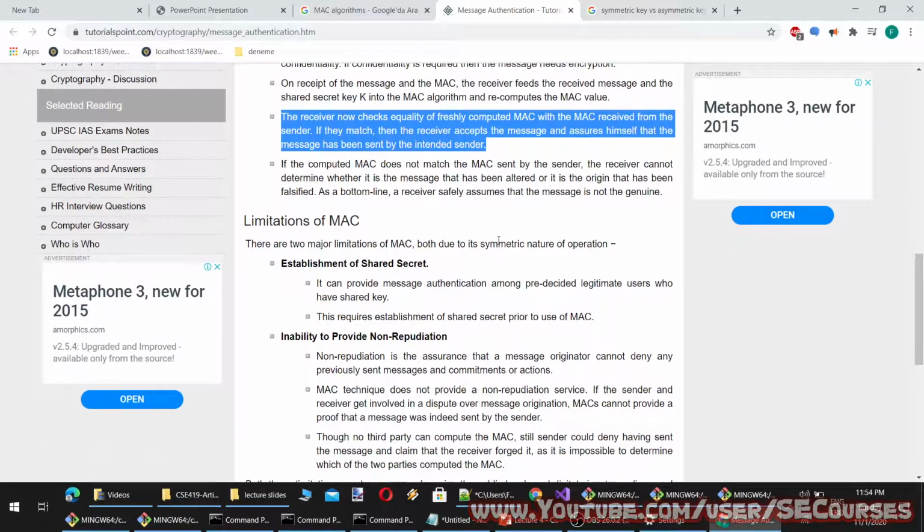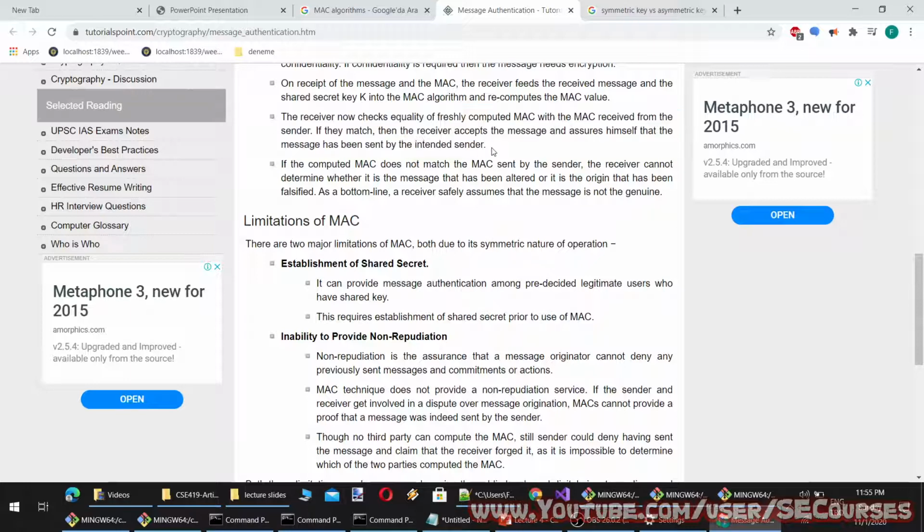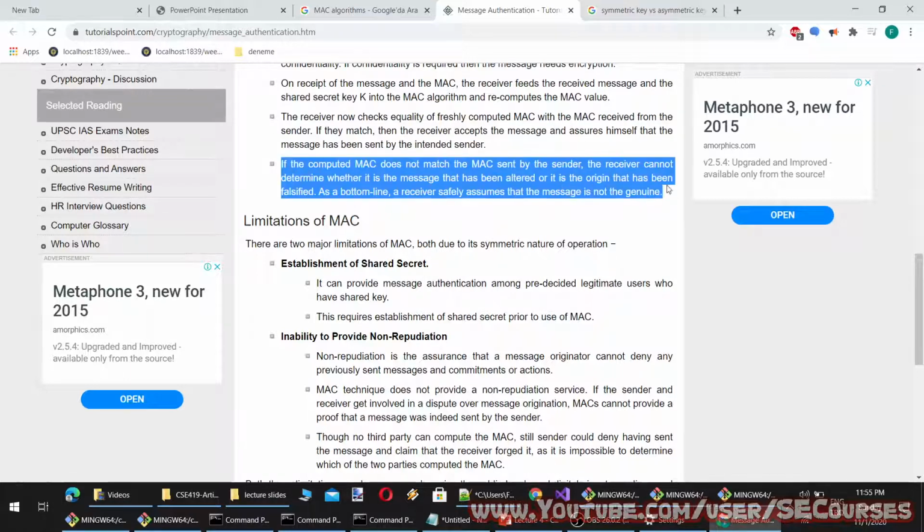The receiver now checks equality of the freshly computed MAC with the MAC received from the sender. If they match, then the receiver accepts the message and assures himself that the message has been sent by the intended sender. If the computed MAC does not match the MAC sent by the sender, the receiver cannot determine whether it is the message that has been altered or it is the origin that has been falsified. As a bottom line, a receiver safely assumes that the message is not genuine.